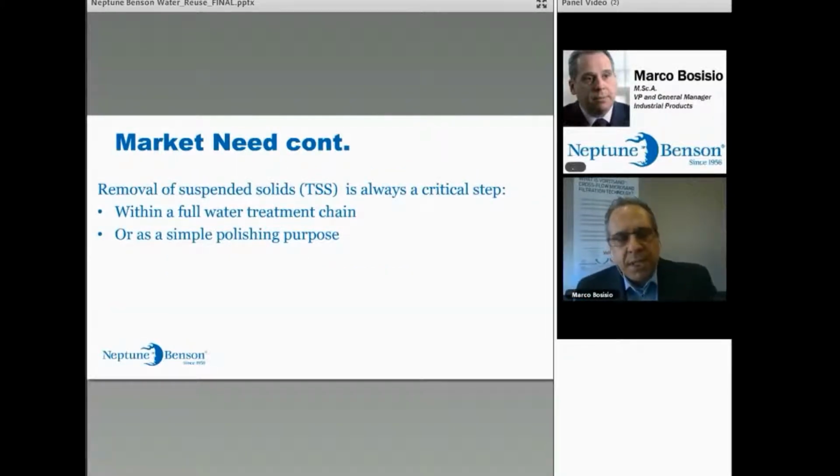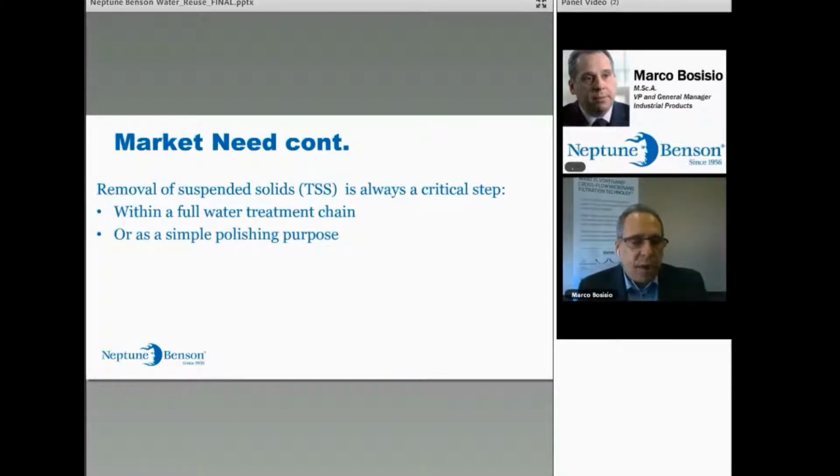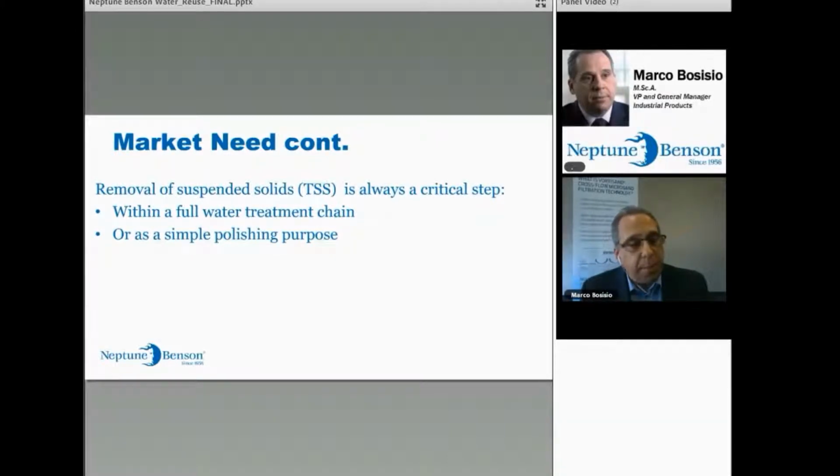What we've seen in Abby's and Rick's presentations is that TSS removal is very important, either to protect the membrane or in your full water treatment chain. There are different ways to treat water depending on what you're looking for. But you'll notice filtration, using media filters, often comes up as a key feature in getting to the best water treatment chain. Or it can be a simple polishing purpose, like rain harvesting and bringing it back to the gray water network. So we'll see these applications together.